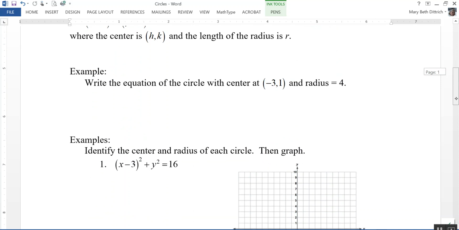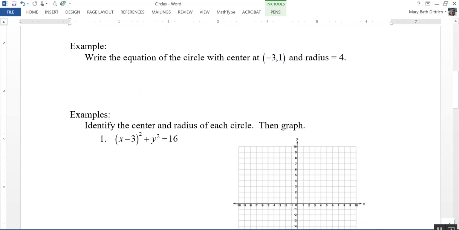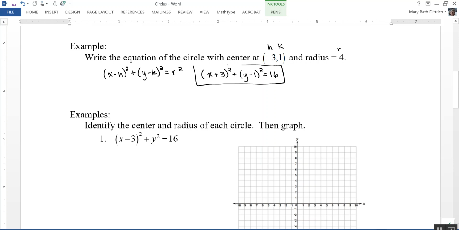First of all, we need to write the equation of the circle that has its center at (-3, 1) and has a radius of 4. So the x-coordinate of my center is going to be h, the y-coordinate of my center is going to be k, and my radius is going to be r. So my equation is (x - h)² + (y - k)² = r². Plugging in those numbers, x minus a -3 gives me x + 3, squared, plus (y - 1)² equals r², which is 16. So (x + 3)² + (y - 1)² = 16 is the equation of a circle that has a center at (-3, 1) and a radius of 4.